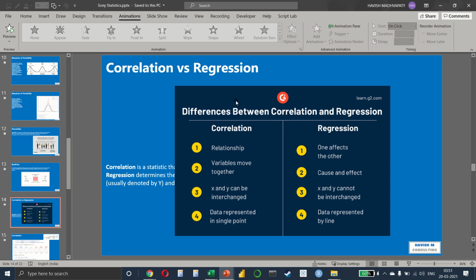In the last lecture, we looked at correlation. Now let's look at regression. A quick recap. Regression tells us dependency, which is cause and effect, how one value impacts the other. It can even be multiple values impacting another value. And the data is represented by a line.